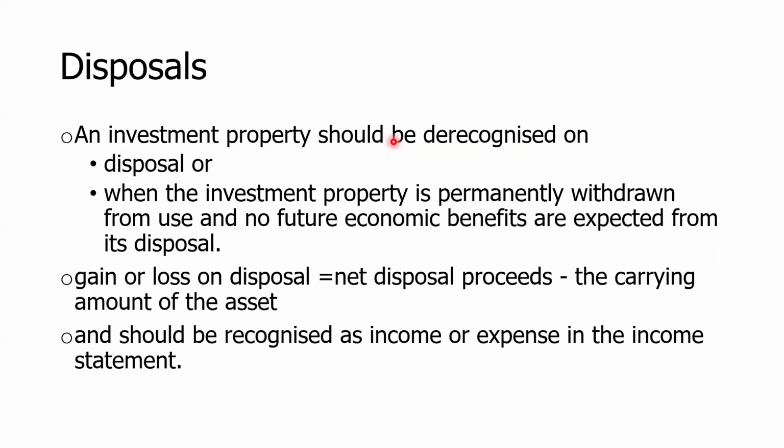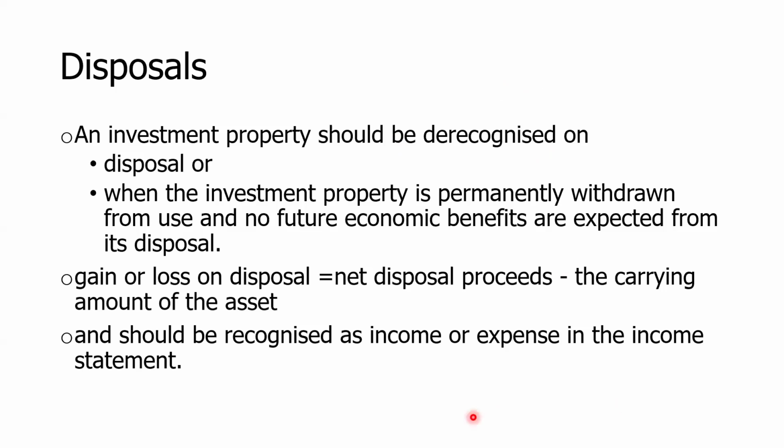We also have disposal of investment property. An investment property should be derecognized on disposal or when the investment property is permanently withdrawn from use. Okay, from its use as being investment property. And whenever there is disposal, just as we dispose for PPE, there's gonna be a loss or a gain on disposal, profit or loss on disposal. So if there is a profit on disposal, what do you do? If there is a loss on disposal, what do you do?